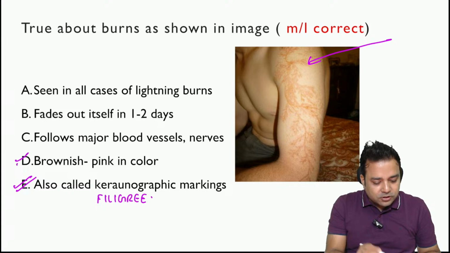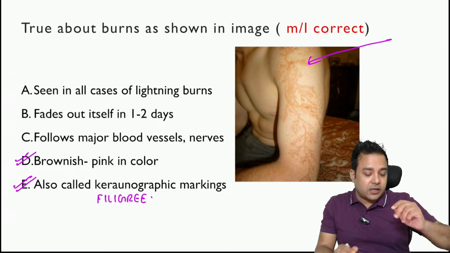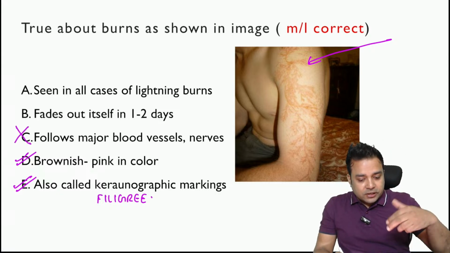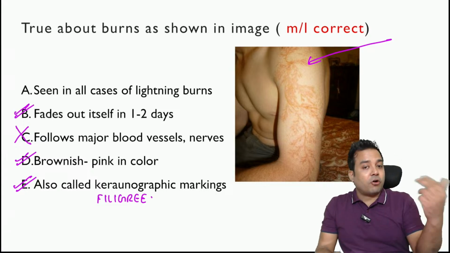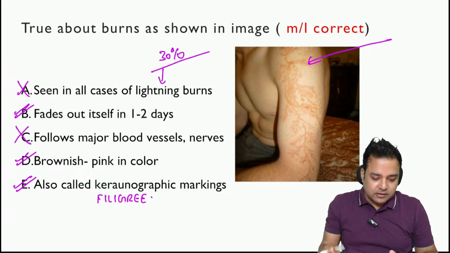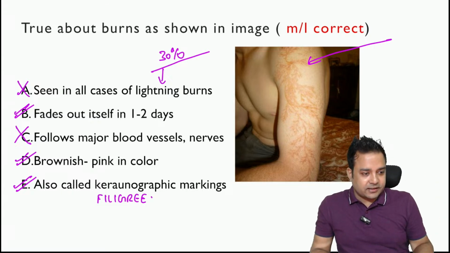This is also true. This is brownish pink in color. Does it follow major nerves and blood vessels? No, this is wrong. Will it fade out itself or disappear in 1 to 2 days? Yes. Is it seen in all cases of lightning burns? No. It is seen in about 30% of lightning burn cases. So what is correct is B, D, E. 3 options are correct.